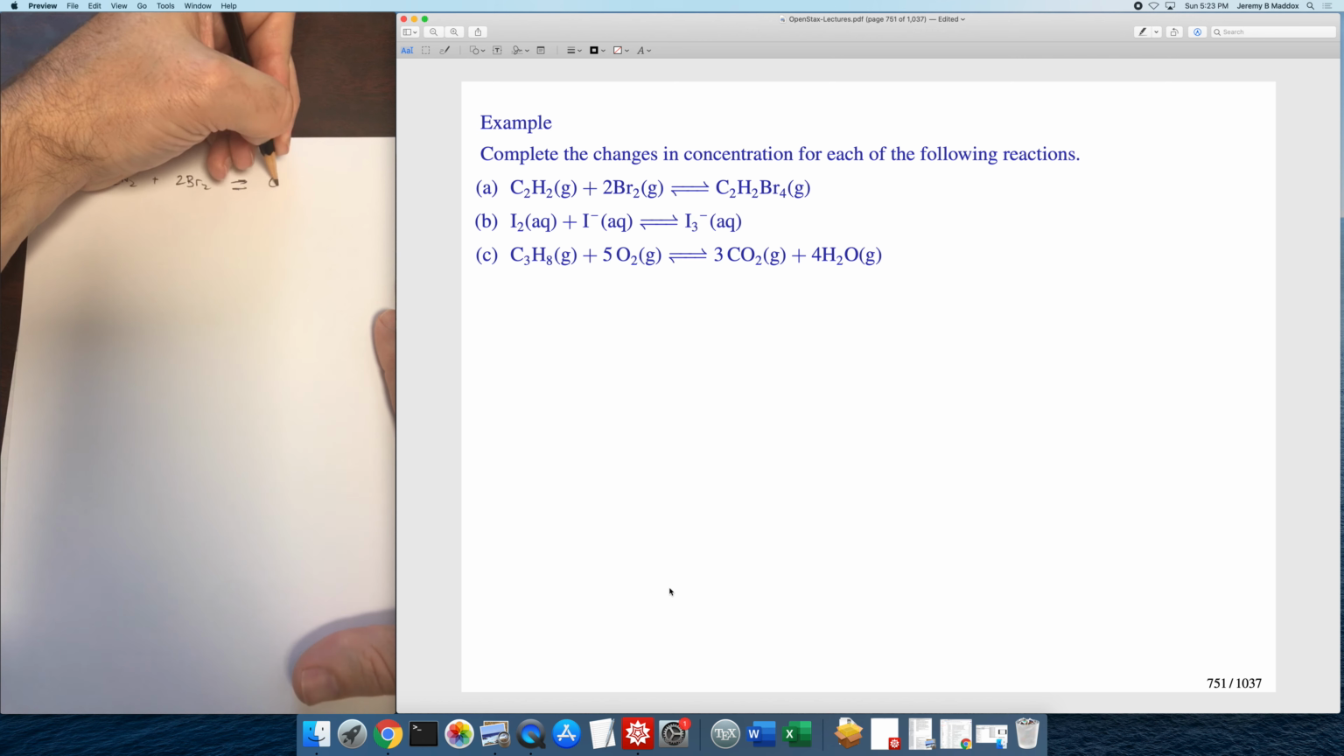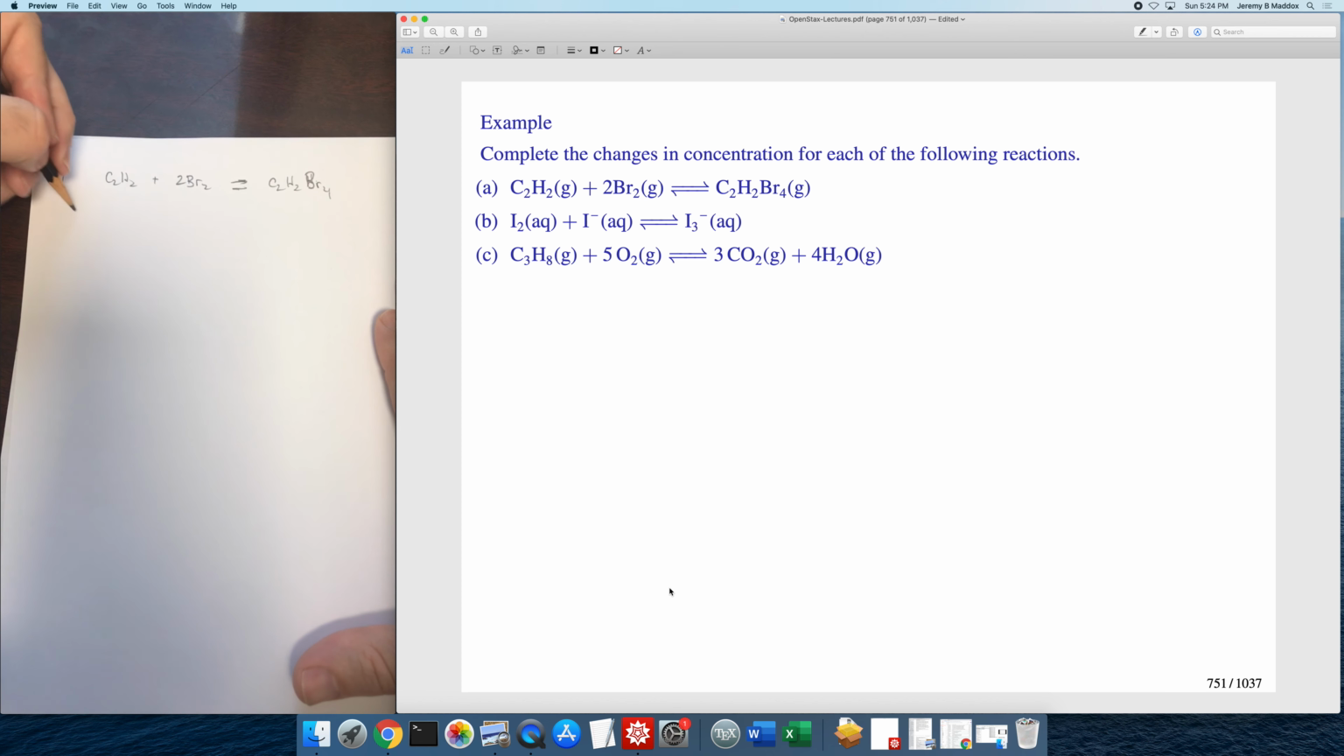And then we're going to make the table. Let's see, that would be Br to the fourth. Okay, initial concentrations, change in concentration, equilibrium concentration. ICE: initial concentration, change in concentration, equilibrium. Sometimes they're called a RICE table. We'll call this the reaction.